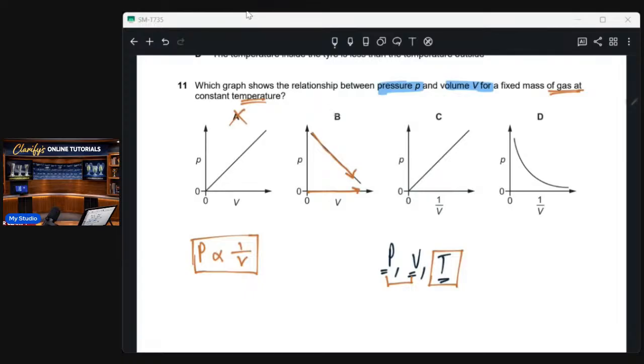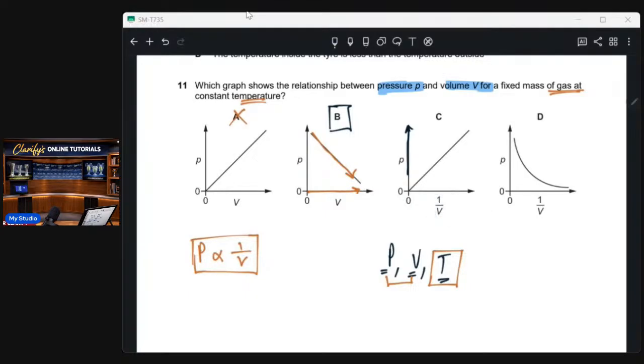But this is potentially correct. As the volume goes up, the pressure comes down. That's true. When you make something very big, the particles have more space, so there's less pressure. What about part C? Part C is saying the pressure goes up as the volume goes up. But that's a lie, because this is not volume. This is 1 over volume.